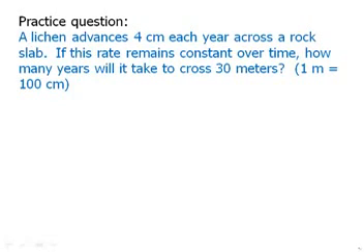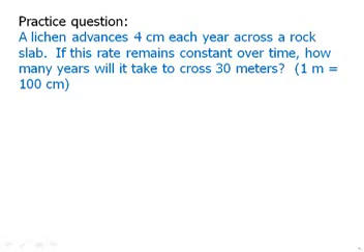So here's a question. Pause the video and then we'll talk about this. A lichen advances 4 centimeters each year across a rock slab. So 4 centimeters per year, that's the rate. If this rate remains constant over time, how many years will it take to cross 30 meters? So here we're looking for time. So we want to solve for time. Time equals distance over rate.